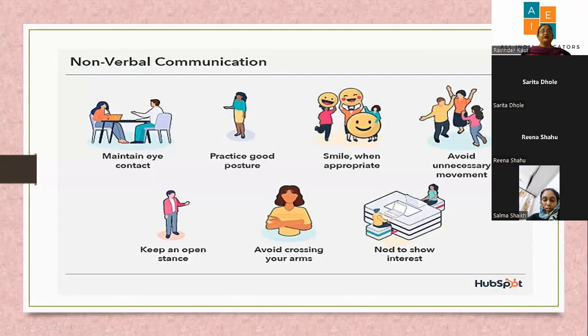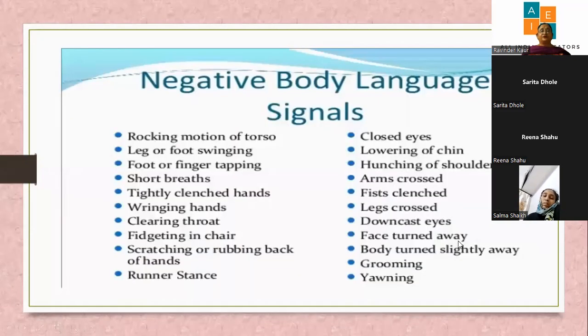Maintain eye contact when you are sitting and conversing for some business. Practice good posture, straight body. Smile when appropriate. Don't smile unnecessarily. That is also wrong. Avoid unnecessary movement. Keep an open stance. Avoid means not like this when you are standing. Avoid crossing your arms, not to show interest. Unnecessarily also don't nod. Okay.